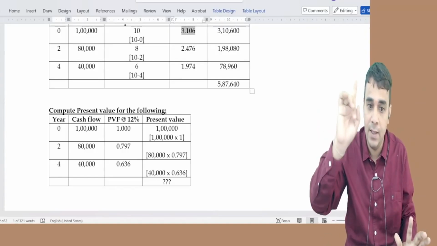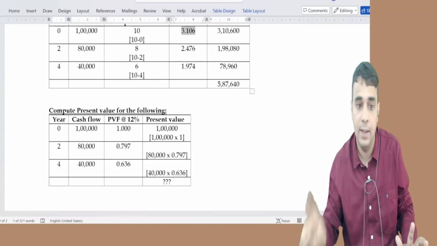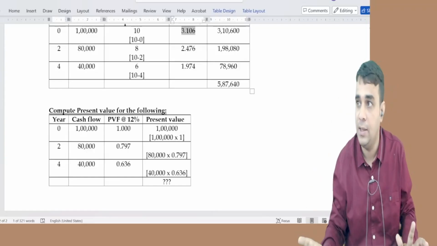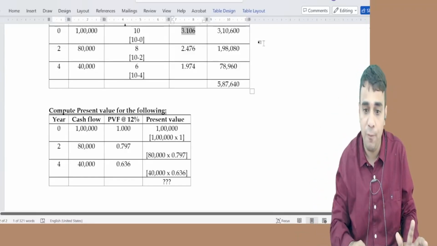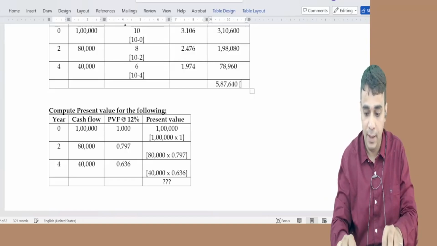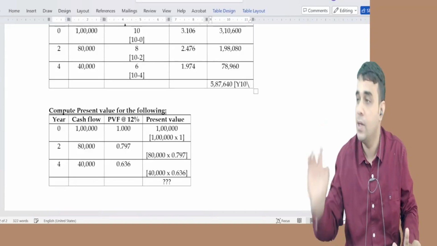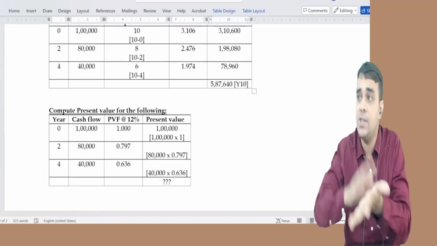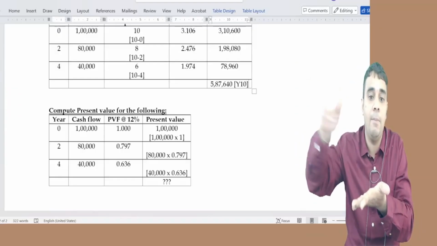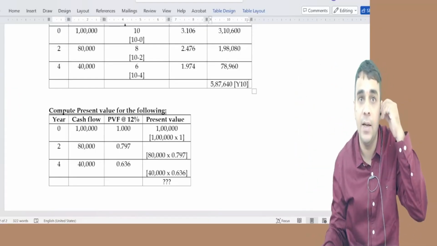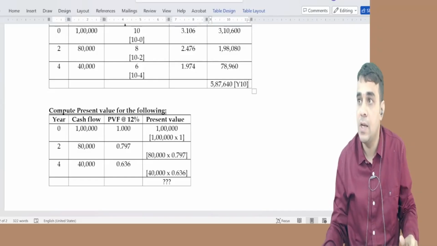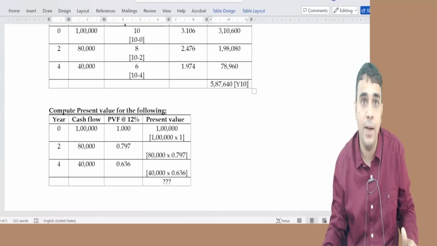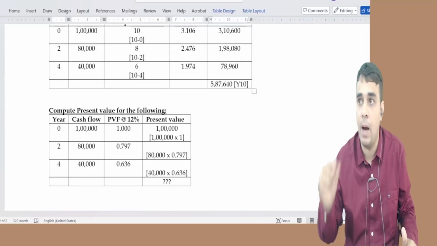I'll repeat again. Year 0 took to the 10th year. Year 2 took it to the 10th year by doing 8-year compounding. Year 4 took it to the 10th year by doing 6-year compounding. This 587,640, technically this is 10th year value. Now you will get one value which is year 0 value. This year 0 value, you want to take it to year 10, multiply with 3.106. Or you want to take that value to today's value, divide by 3.106. Will we get exact same answer? No. Up and down rounding of difference.